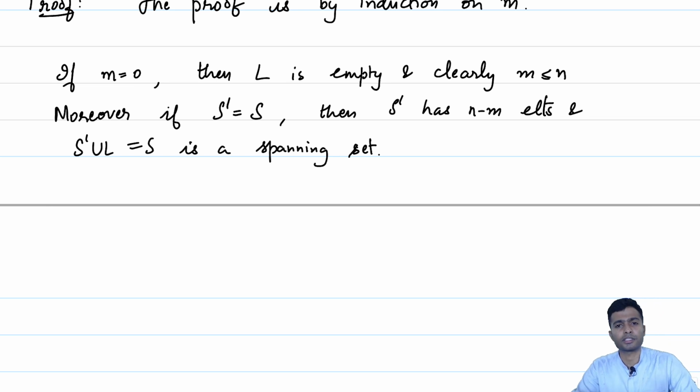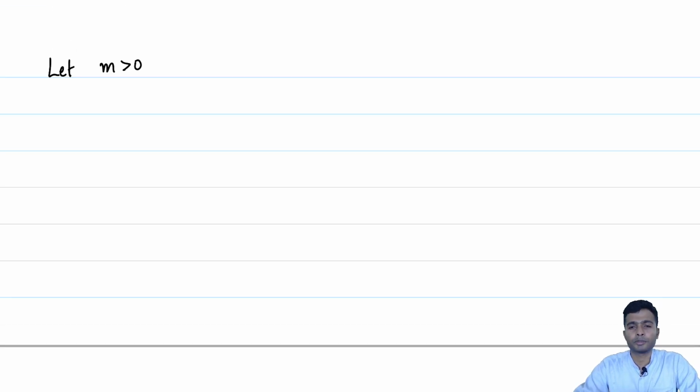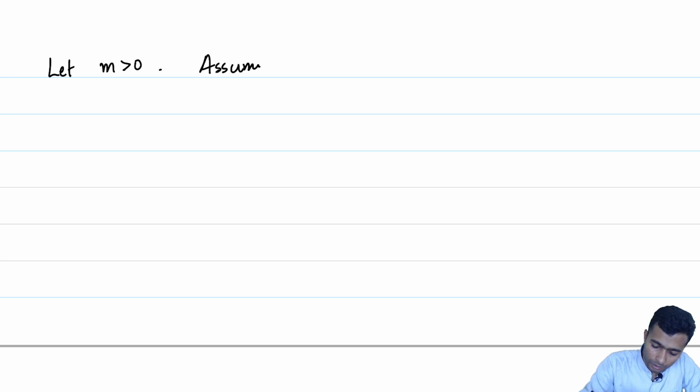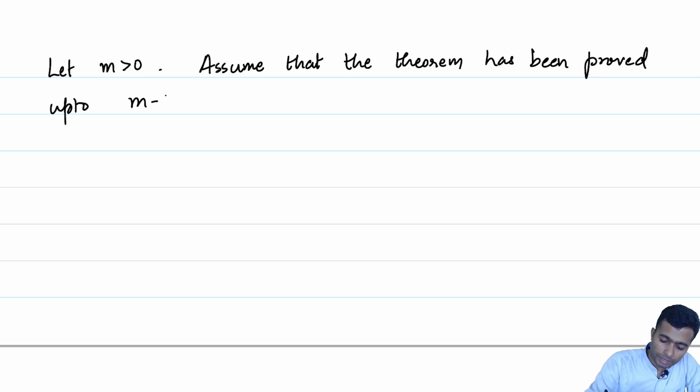Okay. So, let us assume that the theorem has been proved. Let m be some positive number, and assume that the theorem has been proved for up to m minus 1. That is the induction hypothesis: the replacement theorem has been proved up to m minus 1.